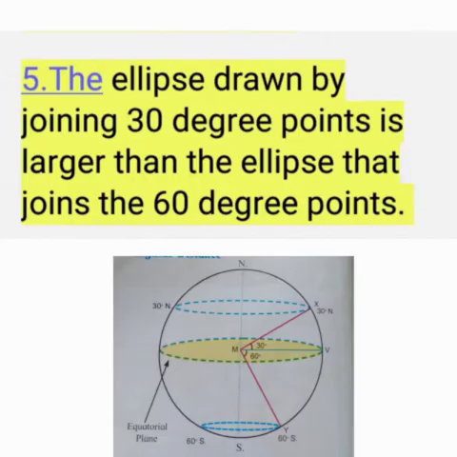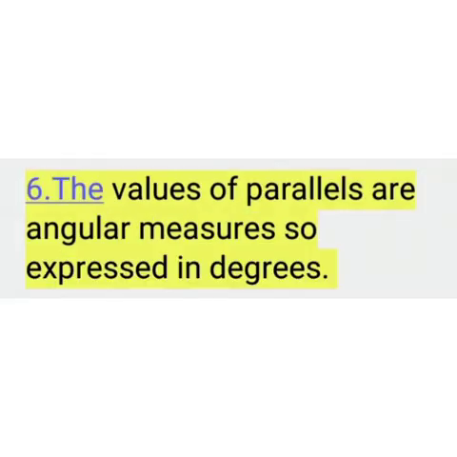Next point, the circle drawn by joining 30 degree points is larger than the one that joins the 60 degree points. The reason being, the 30 degree circle is nearer to the equator and that part is a little bulgy. Then we can see the 60 degree circle part. The values of parallels are angular measures, so expressed in degrees, for example 10 degrees, 20, 30 degrees, that way.